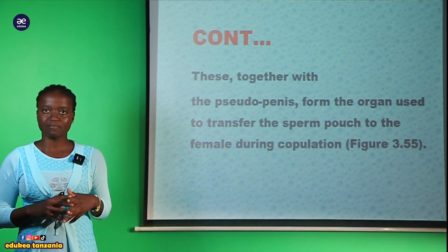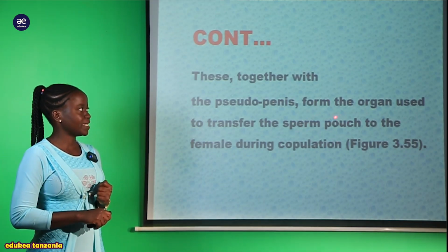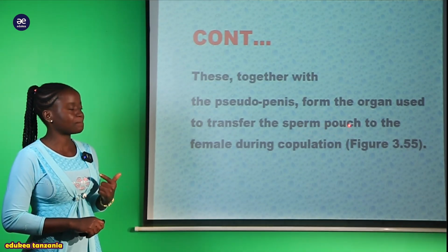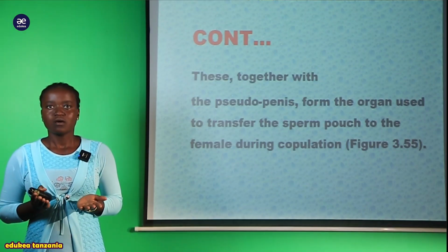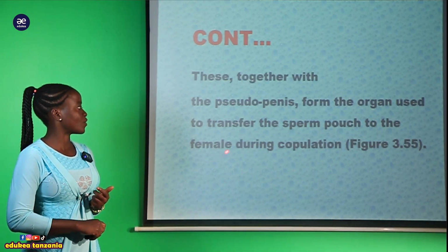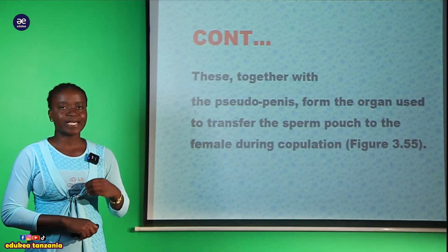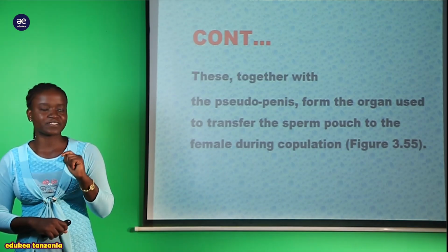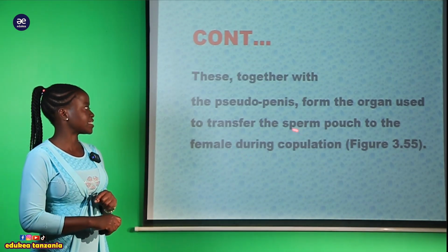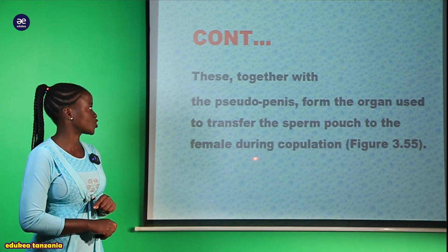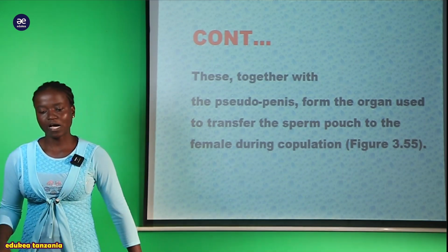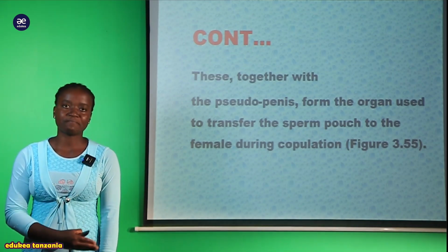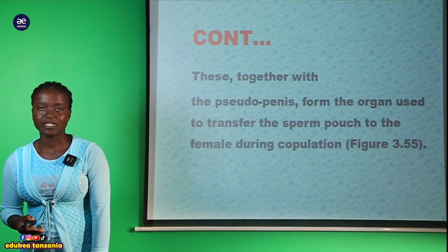And mainly here we are talking about the cockroach, so the sperm must be transferred from the sperm pouch, which we called the spermatophore. They go from the spermatophore to the female structure called the urethra. We are going to discuss later the structure of the female reproductive system. But also this one is transferred from the sperm pouch to the female during copulation. So after copulation is where the sperm are transferred from the male reproductive structure to the female reproductive structure.